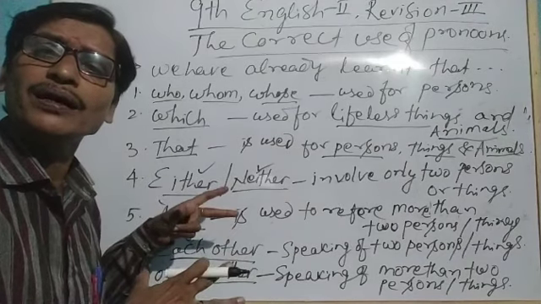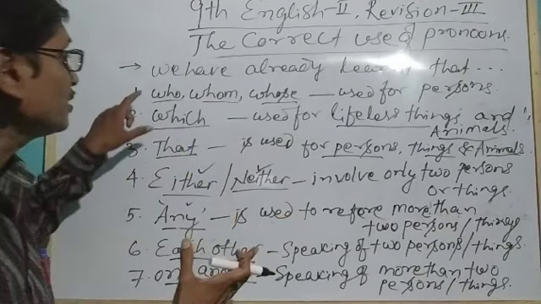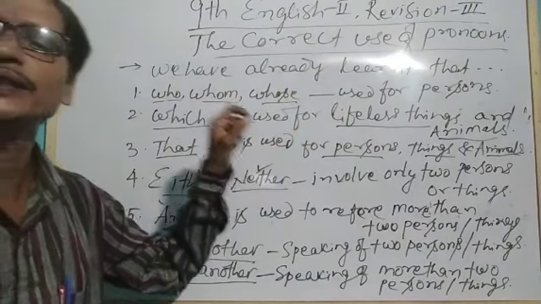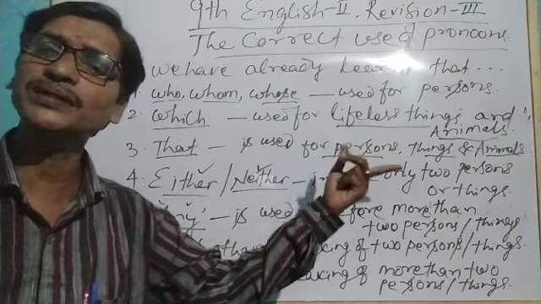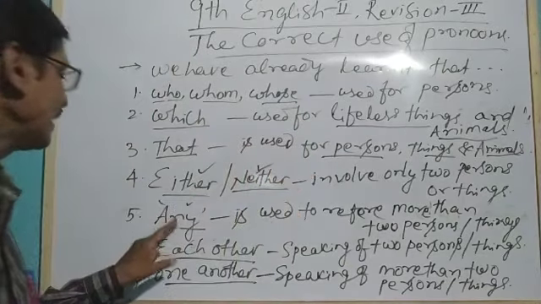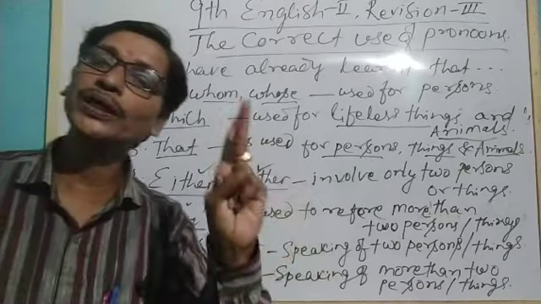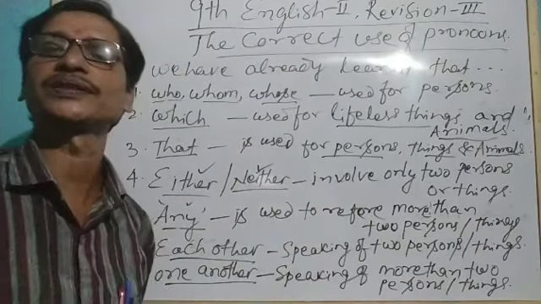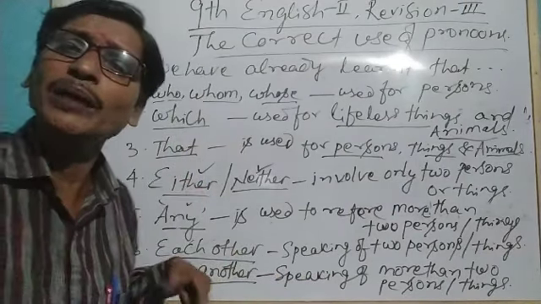Again, we have discussed them to understand more clearly who is used for persons, who is used for lifeless things and animals, and that is used for persons, things, animals and places. Either and neither involve only two persons, any refers to more than two persons, each other refers to the involvement of only two persons, and one another refers to more than two persons. Clear? These are the things we have already known.